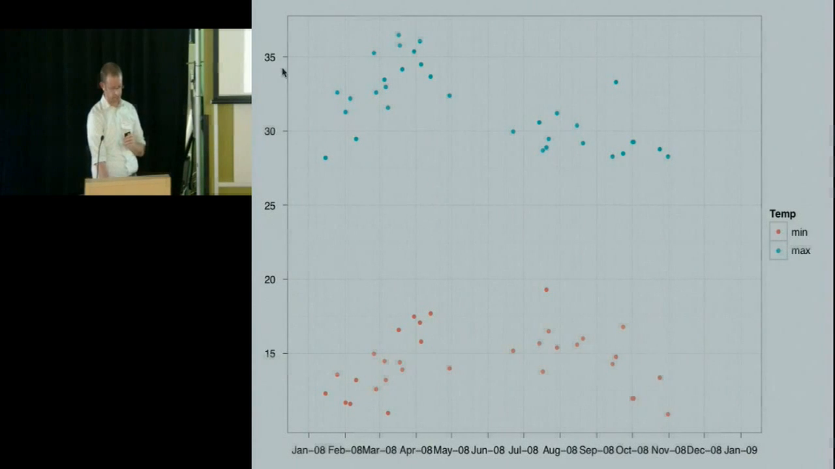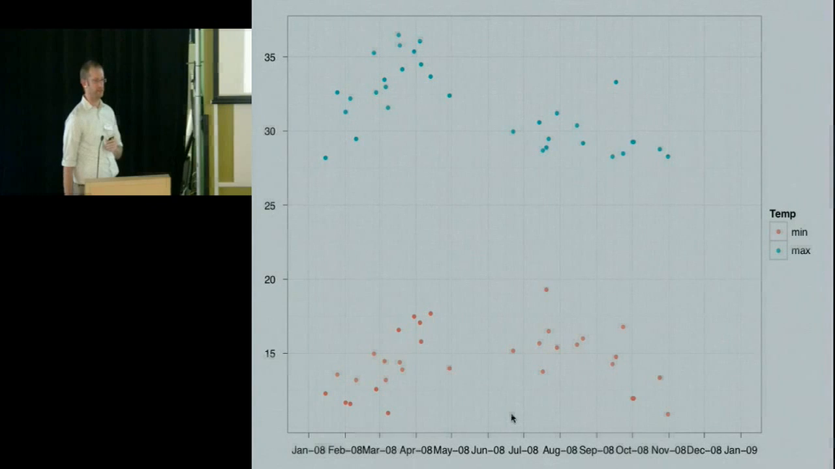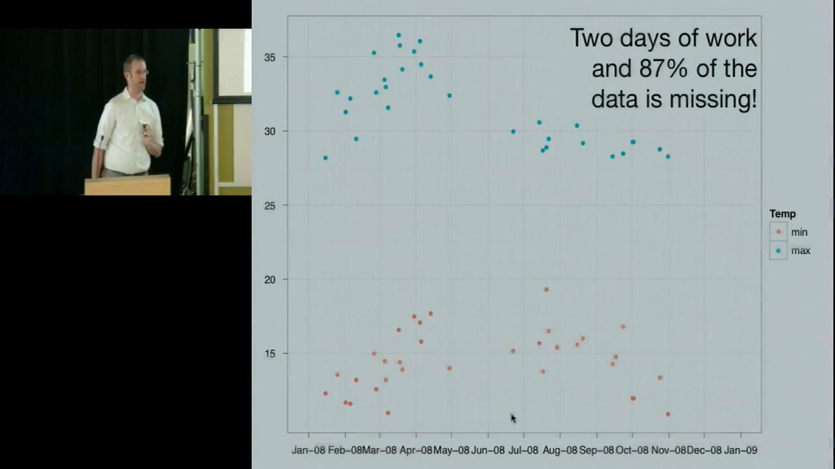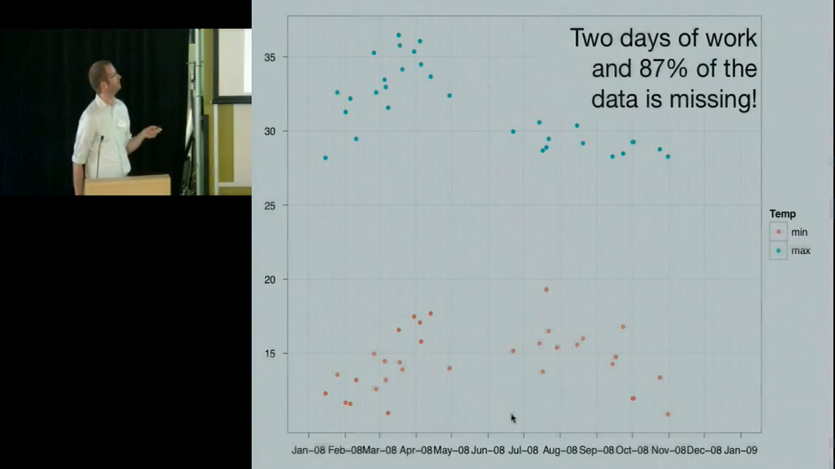Temperature is on the y-axis, the maximum in blue, the minimum in red, and the date on the x-axis. So is there anything interesting about this plot? Yeah, there's some missing data, and in fact, 87% of the data is missing. I just spent two days trying to parse this awful data format, only to discover that when I finally get to it, 87% of the measurements are missing. So this was a cause for great wailing and gnashing of teeth.